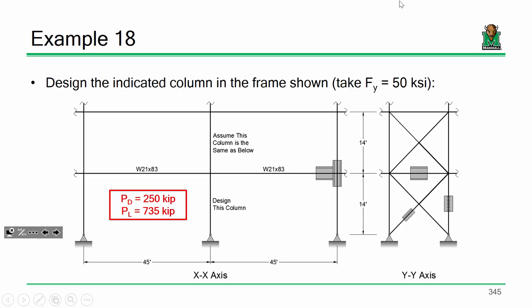Now, for the columns, this would be tricky without this statement. We're designing this column, but whatever column we pick, we assume that this column is the same as the one below. So if we pick a W14 by 90 here, we'll assume this is a W14 by 90 as well, which is not an off-the-wall assumption. It is very common in the erection of steel structures that you erect columns in two-story increments. So that first-story column and that second-story column are actually the same shape.